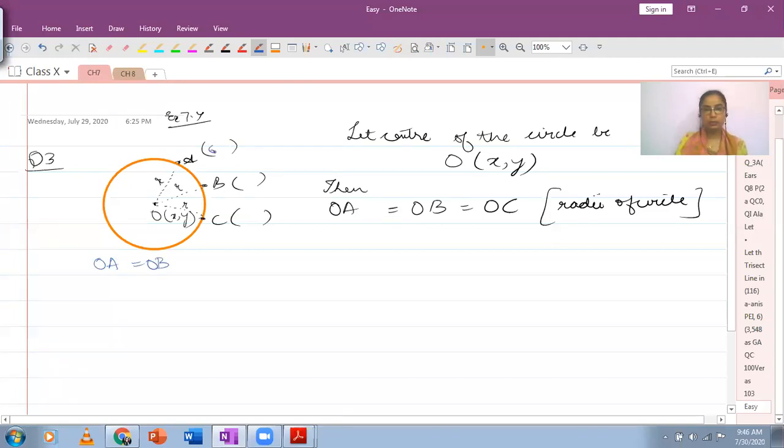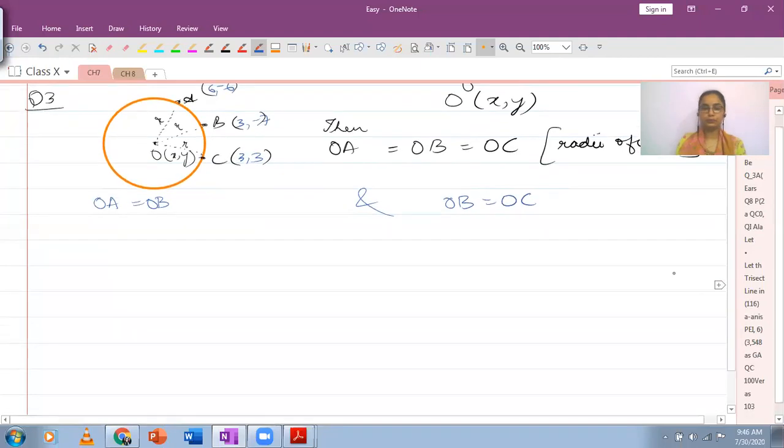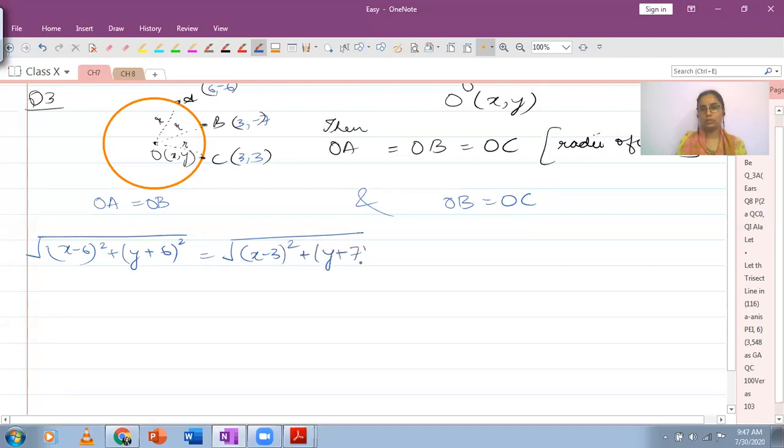I think it will be preferable if I write down the coordinates for you. This is (3, -7), and this is (3, 3). So let's use this, and I'm going to use OB equals OC. This will be under the root, and on this side it will also be the same. So OA will be the square root of (x - 6) whole squared plus (y + 6) whole squared, whereas on this side I will have (x - 3) whole squared plus (y + 7) whole squared. And let's work with this side over here.